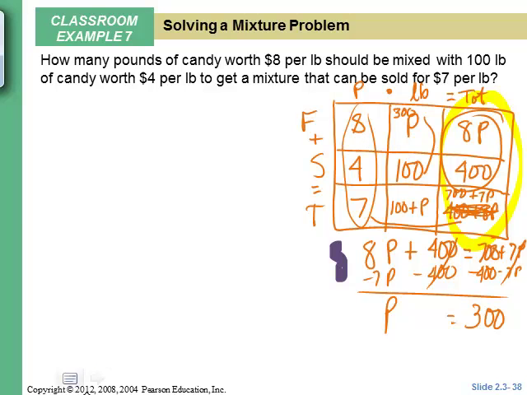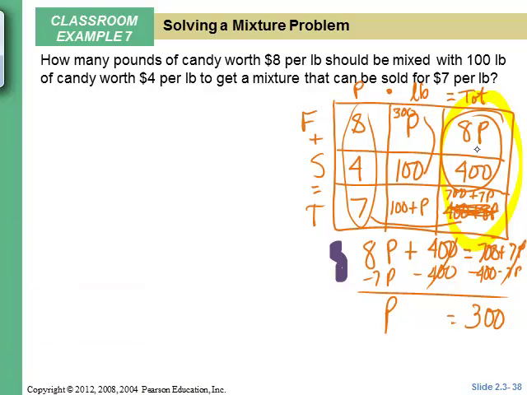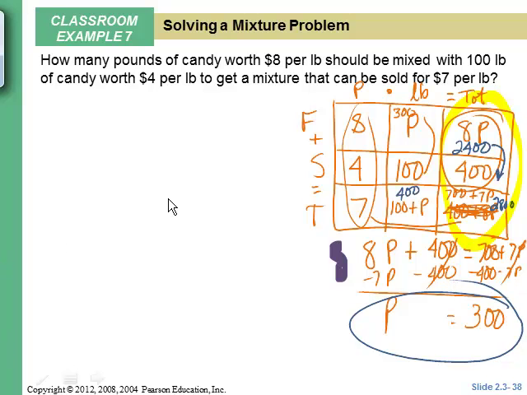300 times 8 is 2400. 7 times 100 plus 300 is 400, so this would be 2800. 2400 plus 400 is 2800. So we add 300 pounds.